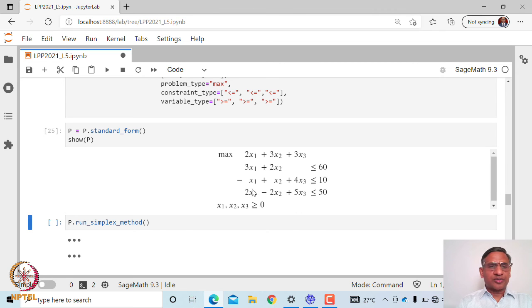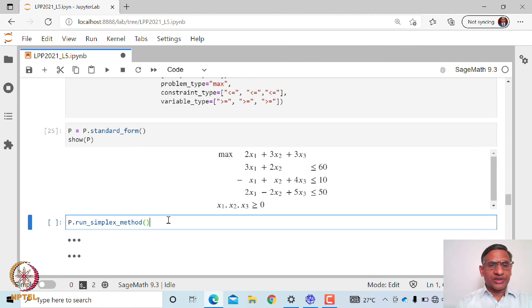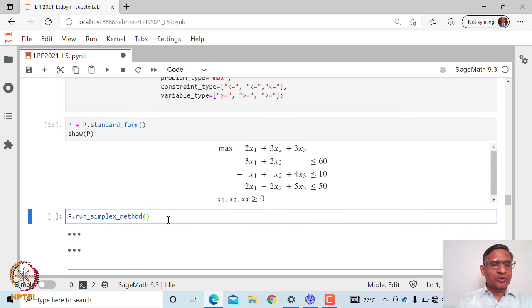So this is the problem in standard form. Now, in the standard form I have considered, all constraints are of equality type. But here in SageMath, the standard problem they consider is of maximization type with all less-than-or-equal-to inequalities. Okay, now what we need to do is run what is called the simplex method.